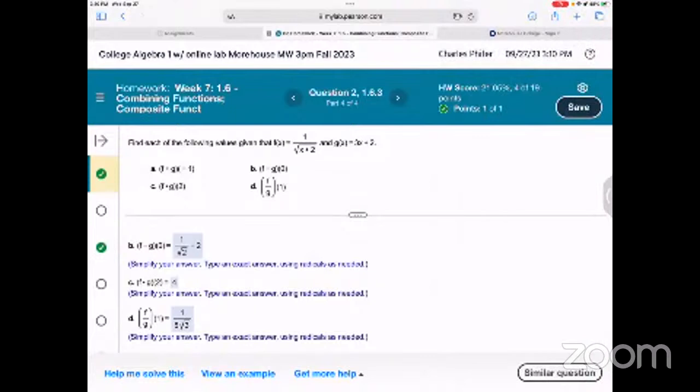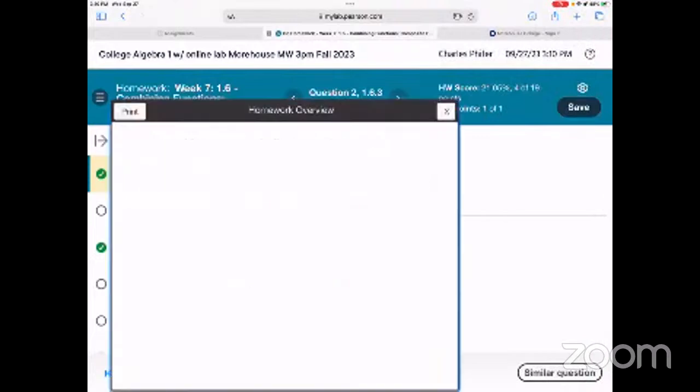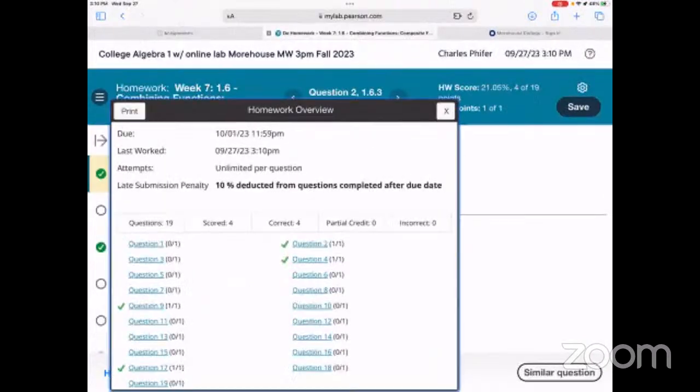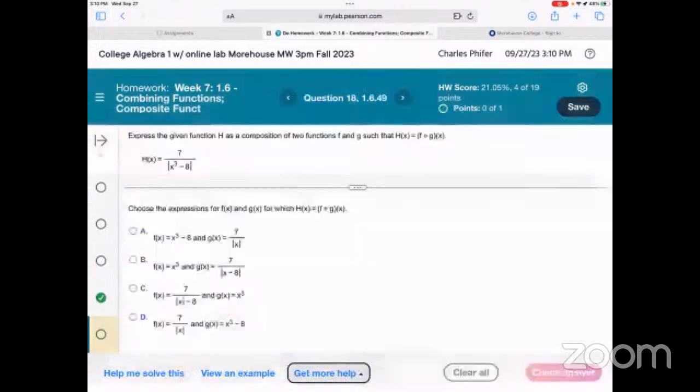Hey, Google, give me a random number between 1 and 19. 17. Why do you like 17 so much? Okay, so we'll just do the one after 17.